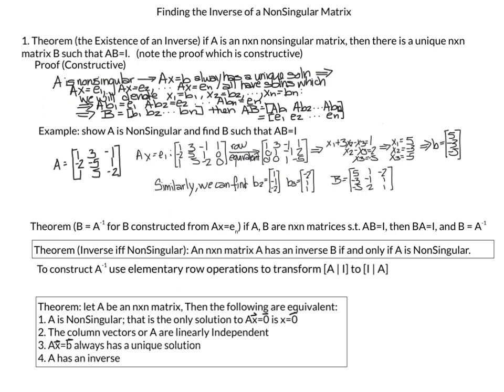This video was relatively short, but we essentially talked about existence of an inverse, and the proof gave us ideas on how we were going to find the inverse, which was the construction. Instructions are right here. There are two important theorems. A matrix A has an inverse if and only if A is non-singular. And then last, these following statements are equivalent. A is non-singular. The column vectors of A are linearly independent. AX equals B always has a unique solution for every B, and A has an inverse.